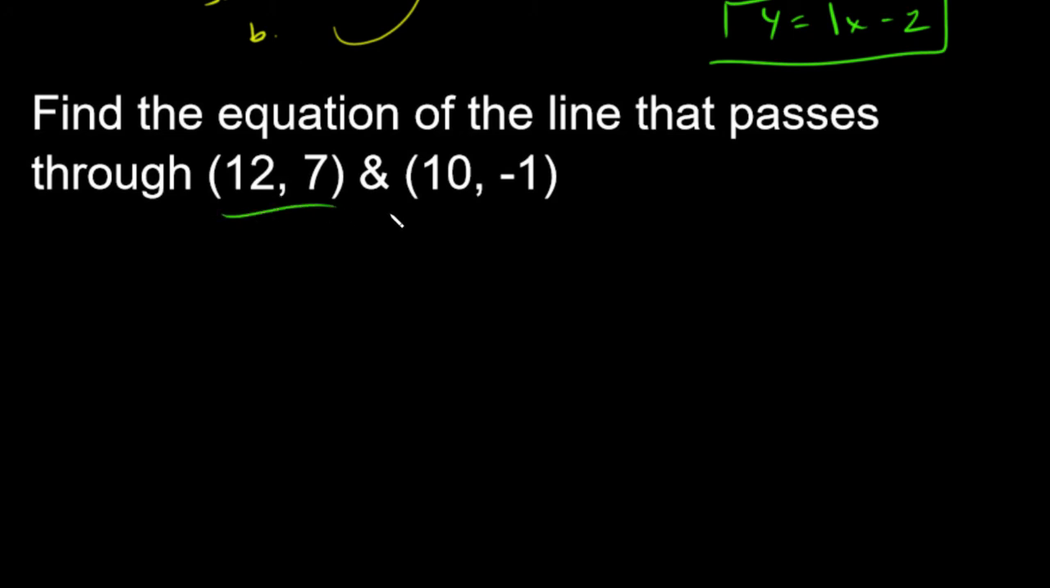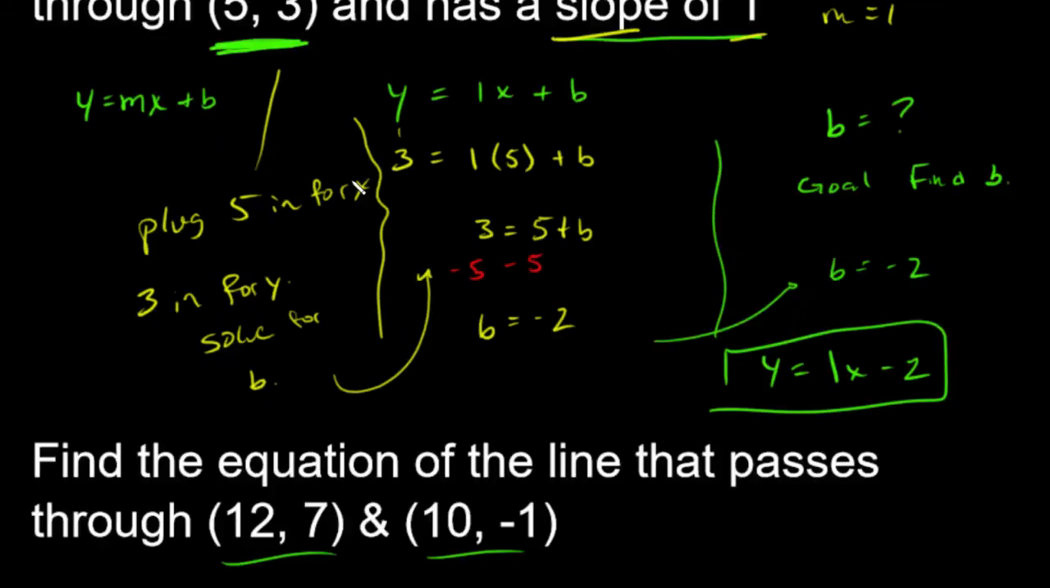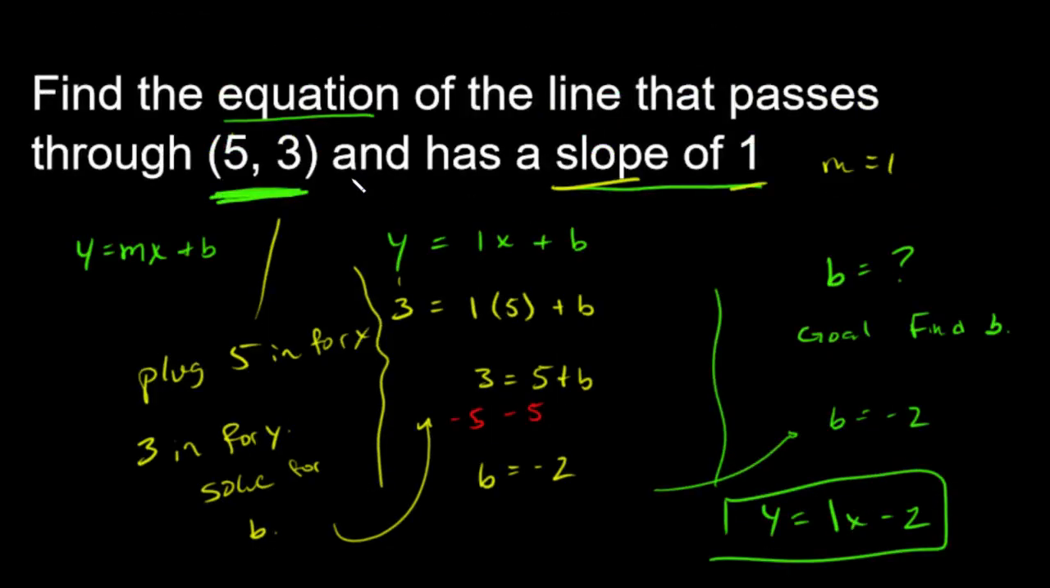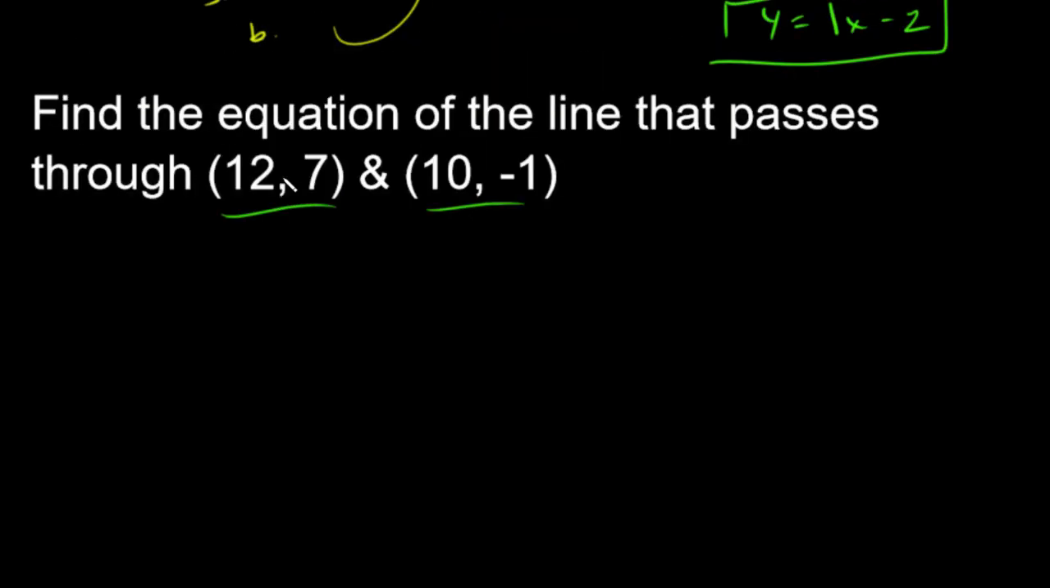So this is slightly different from the last problem. Here we are supposed to find an equation that passed through 1 point and the slope. Now the slope is a key part of what we need to do this problem. So we need the slope and we need a point. They don't give us the slope here. They just give us 2 points.